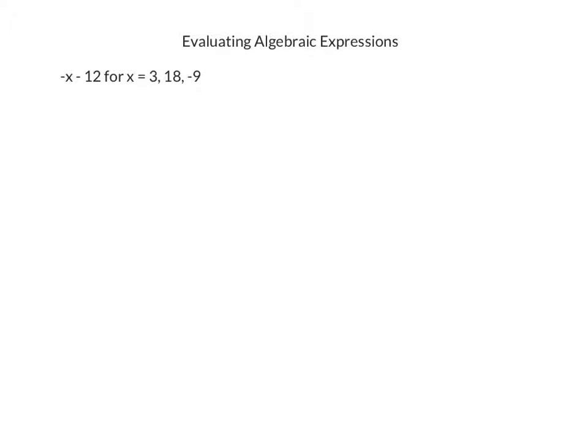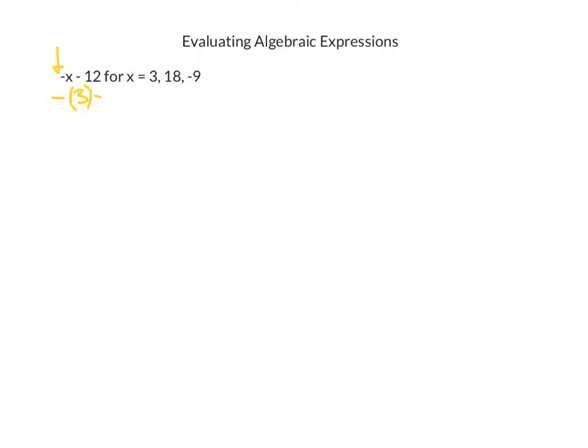So now let's do a few examples. Let's evaluate negative x minus 12 for x equals 3, 18, and negative 9. So these are going to be 3 separate problems or solutions. So notice, and I want to point this out, that the negative on the x is completely separate from the x itself. And one way we show this in our work is by putting negative and then substitute the value of x in parentheses, 3. And this is going to help us when we get to the negative 9.